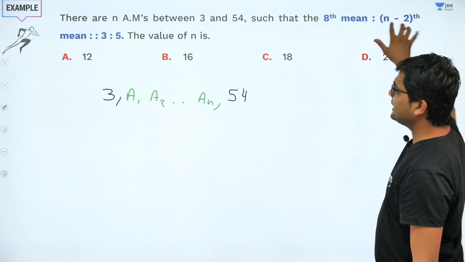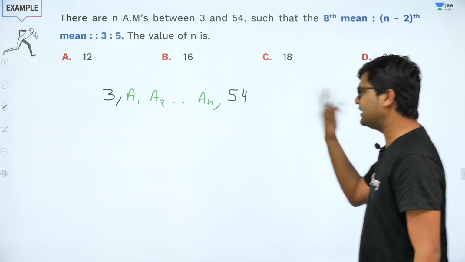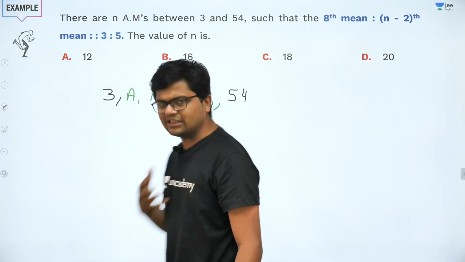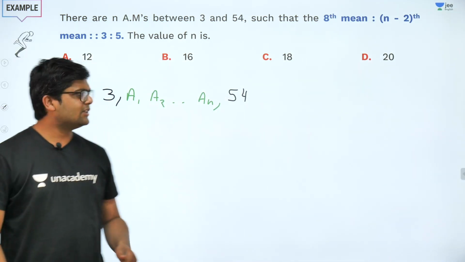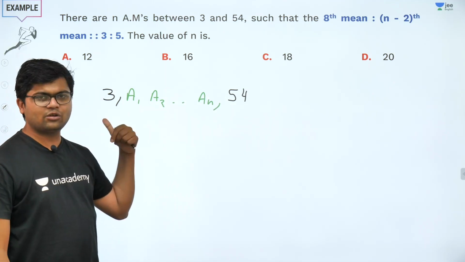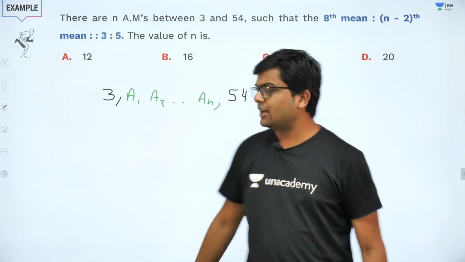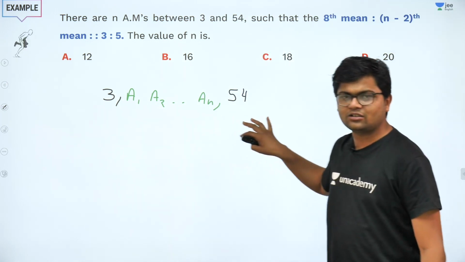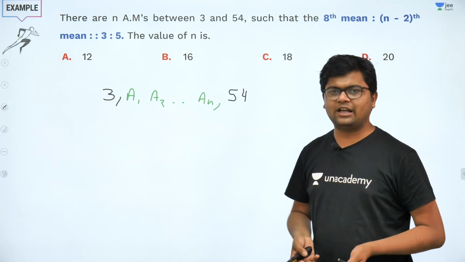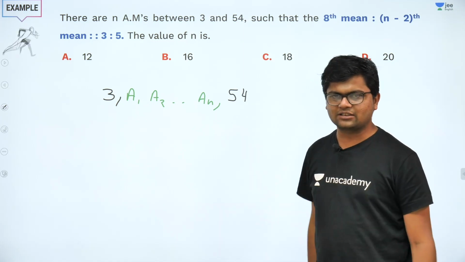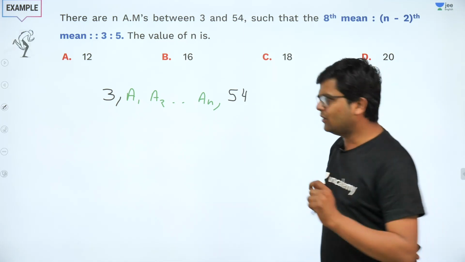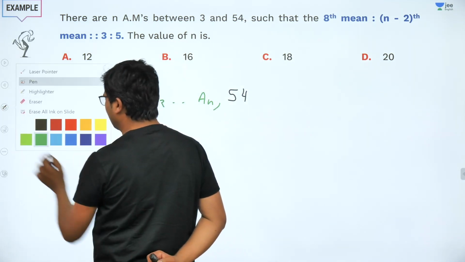Now, the ratio of the 8th mean and the n-2th mean is 3:5. Find the value of n. There is a standard way to solve this question: we can write 54 is equal to 3 plus (n+1)d and find the value of d in terms of n. Then write these terms in terms of n and use this ratio to get the answer. That is approach 1. Now just look at the approach that I am using.